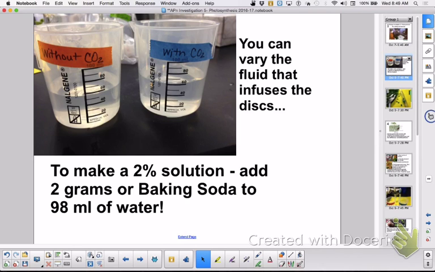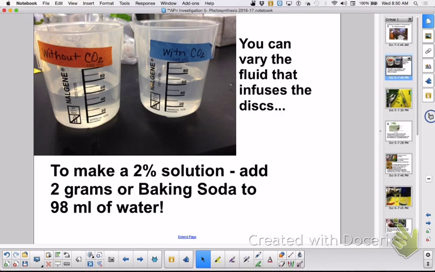Another option would be that you could make a 2% and a 4% solution, or a 3% and a 6% solution, and compare those two. Okay, that would be an option. You can assume I did the control, and with no baking soda, 0 floated. So that would be your control. But I just want you to be able to explore some other ideas as well.